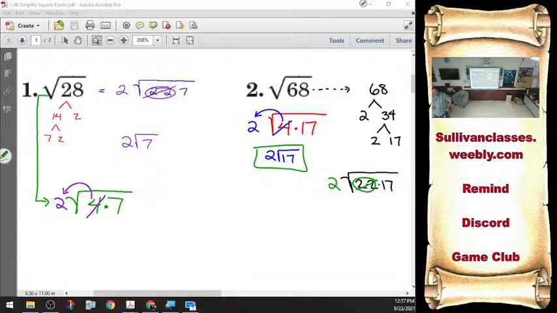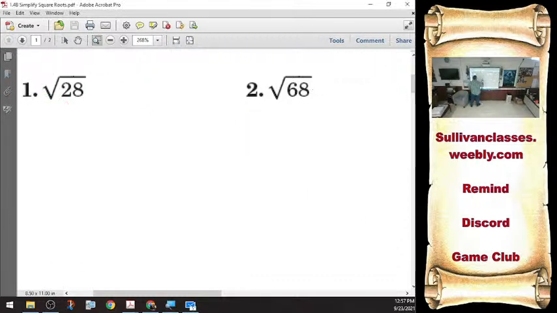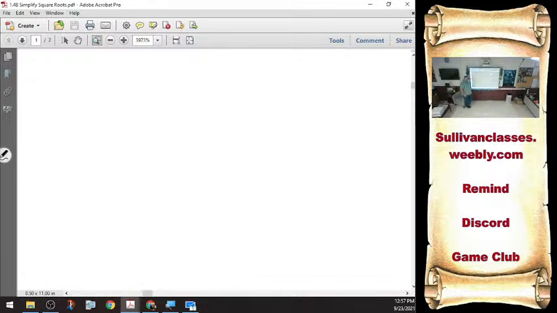Y'all got your perfect square list? Yes, I have it right here. I would like you, somewhere near the perfect square list, to write out these numbers. These are called primes. What's the difference between a prime number and a composite number? A composite number would be like 6. I can say 6 is 6 times 1, but I can also say 6 is 2 times 3. There is more than one way to make it.